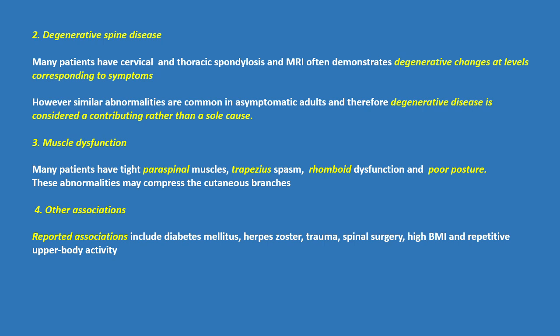Number 3, muscle dysfunction. Many patients have tight paraspinal muscles, trapezius spasm, rhomboid dysfunction, and poor posture, and these abnormalities may compress the cutaneous branches. Other associations have included diabetes mellitus, herpes zoster, trauma, spinal surgery, high BMI, and repetitive upper body activity.